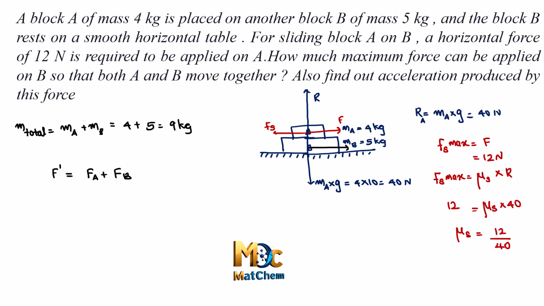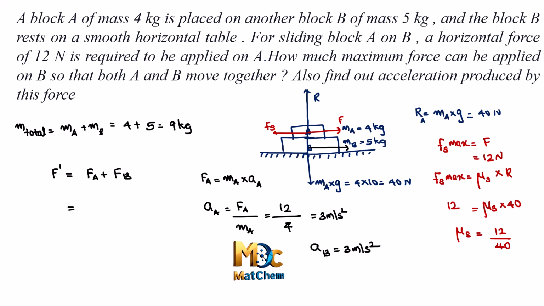Regarding the A, we need to apply a force of 12 Newton. So what would be the acceleration? We know that Fa is equal to mass of A into acceleration of A. Therefore, acceleration of A is equal to force on A upon mass of A, that is 12 Newton upon 4, which is equal to 3 meter per second square. Since A and B have to be moved together, the acceleration at which B moves should also be equal to 3 meter per second square.